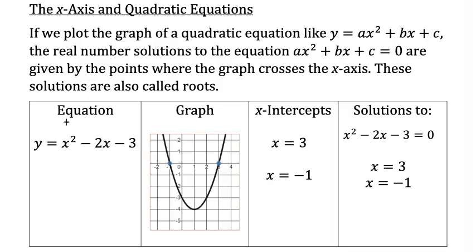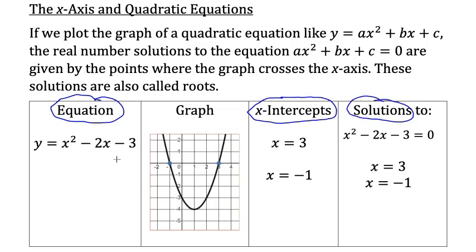Let's take a moment to analyze the relationship between a quadratic equation, the x-intercepts of that quadratic equation, and the solutions. So here I have the graph of this quadratic equation, and we notice that it has an x-intercept at -1 and an x-intercept at 3.